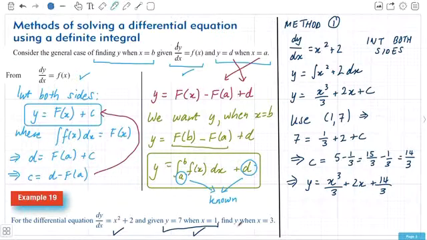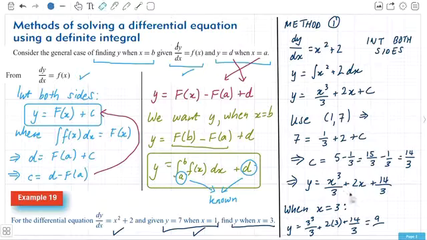We've solved the DE, and the last part is saying find y when x equals 3. So when x equals 3, we're going to have y equals 3 cubed on 3 plus 2 times 3 plus 14 on 3. And if we do that, we'll end up with 27 on 3, which is 9, plus 6 plus 14 on 3. And if we add that up, it would be 15 plus 14 on 3.